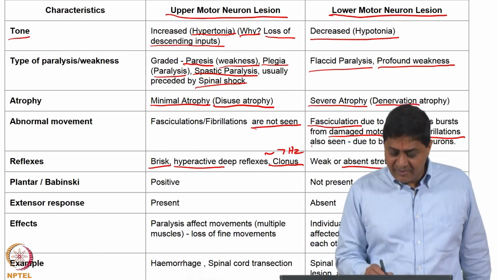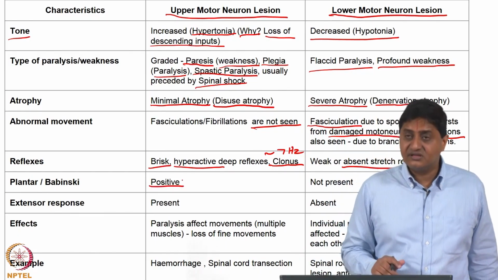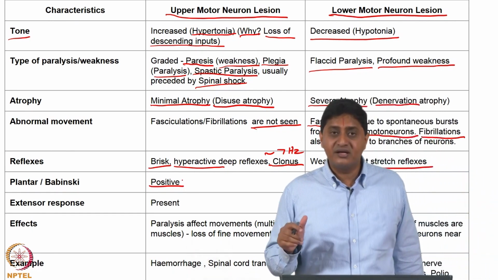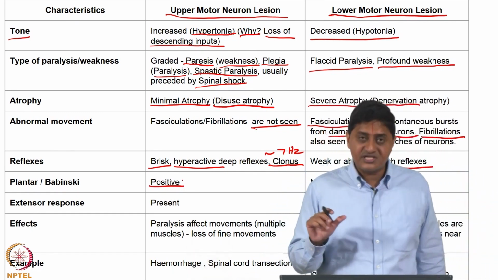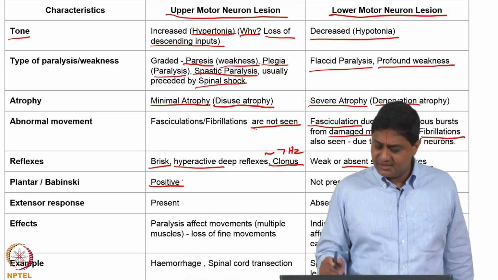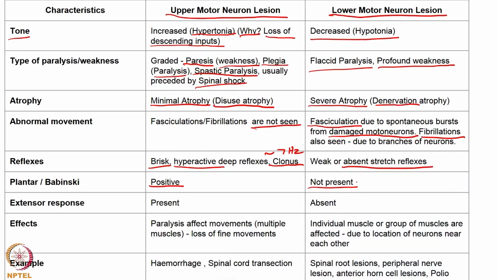What about the Babinski sign? We said what is the Babinski sign? The fanning of toes accompanied by the extension of the great toe is present in upper motor neuronal lesions, but not present in lower motor neuronal lesions. Extensor response is present in upper motor neuronal lesions, but not in the lower motor neuronal lesions.